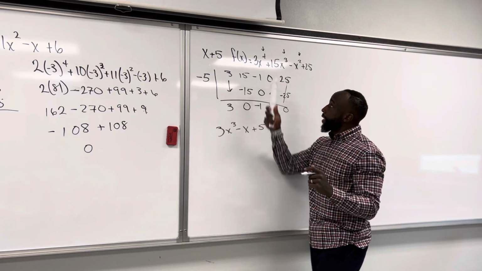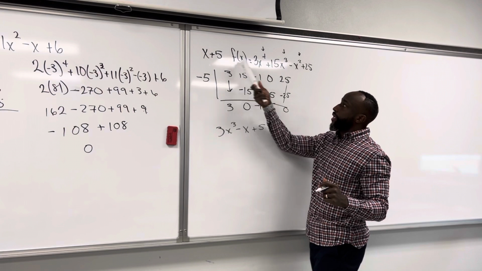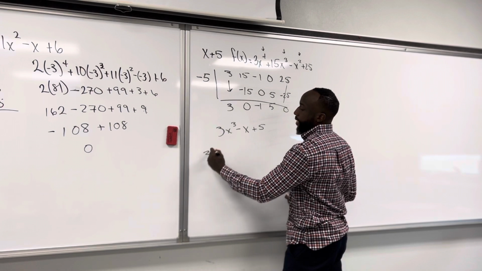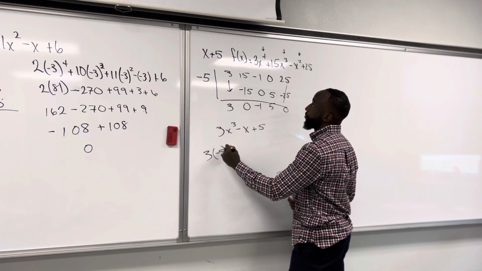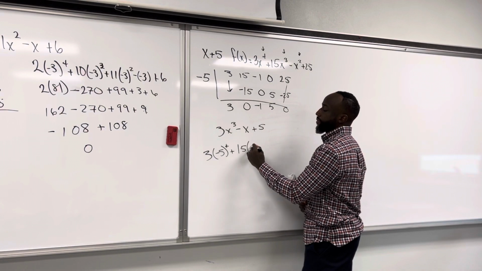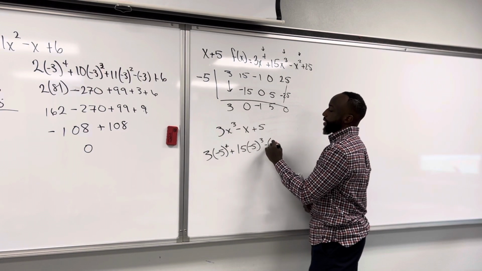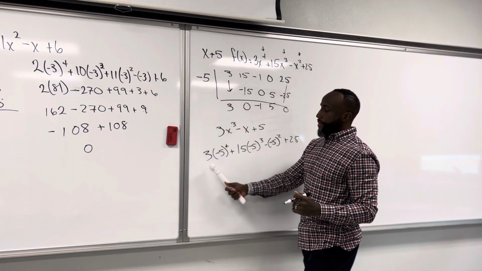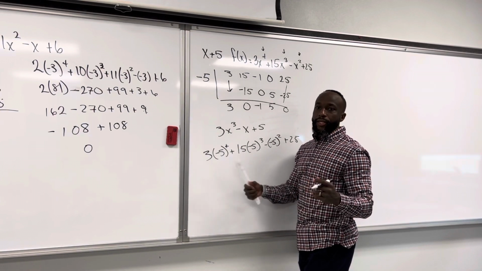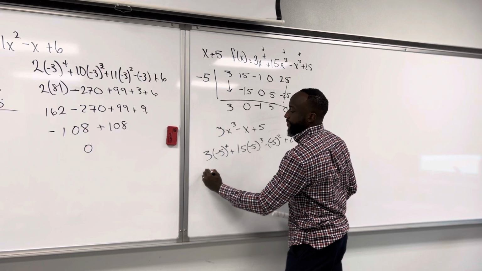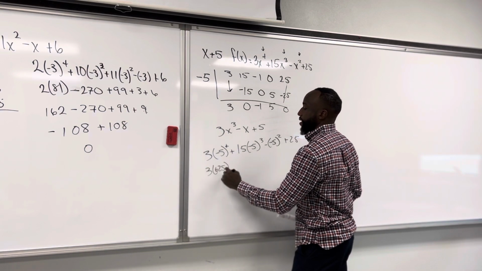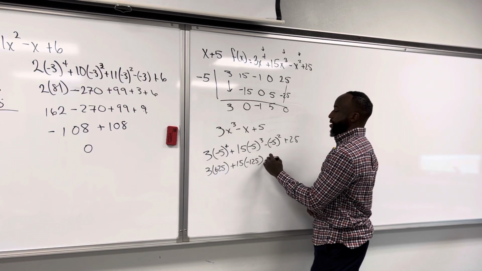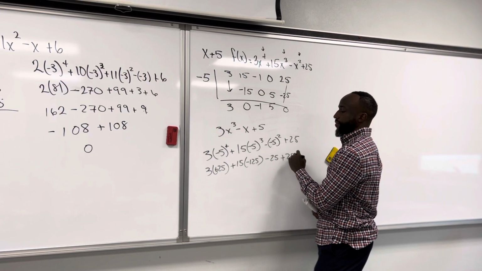All right. And then again, like I said, we can use the remainder theorem. We can substitute negative 5 into this particular problem, and we should get 0. All right, let's look at it. So we got 3 times negative 5 to the 4th power plus 15 times negative 5 to the 3rd power minus negative 5 squared plus 25. All right. Negative 5 to the 4th power, that's going to be what? Yes? 625. So it's going to be 3 times 625. And then we got plus 15 times negative 125 minus 25 plus 25. Right?